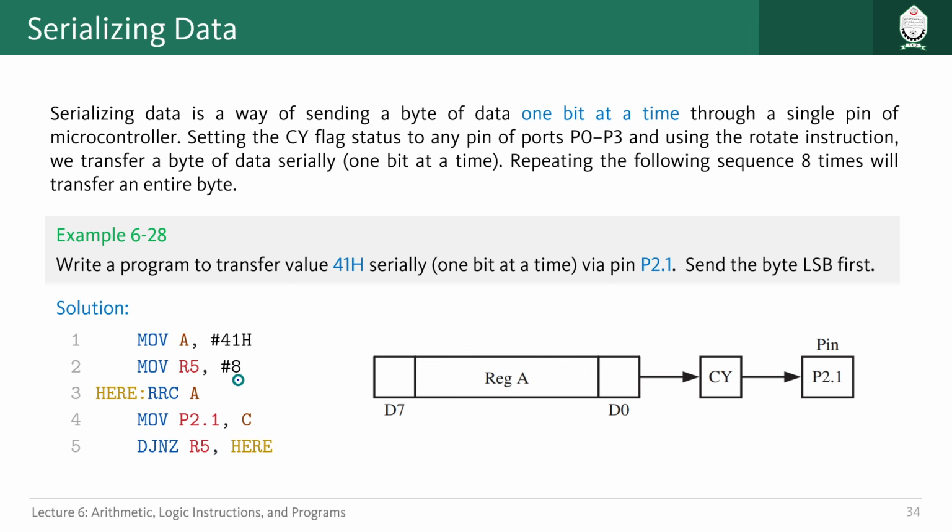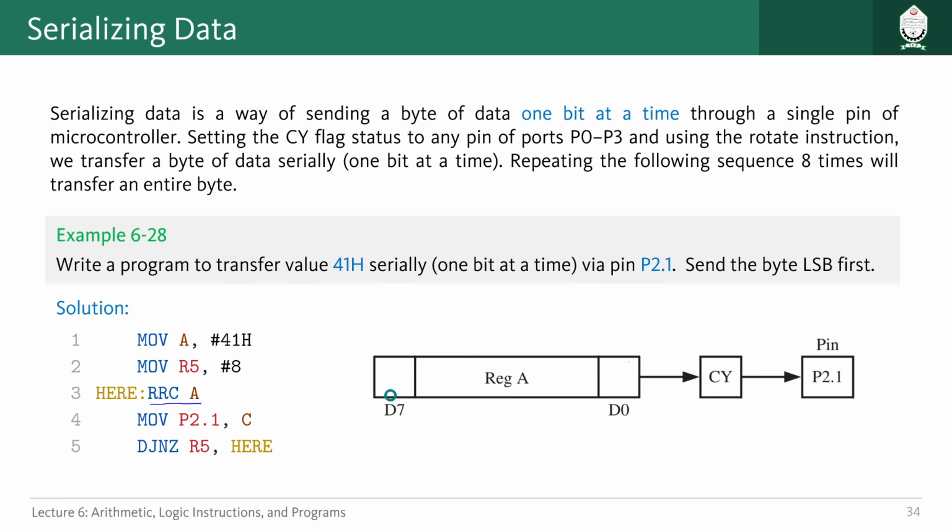Then we are loading 8 onto R5 because in register A we have 8 bits, right? So we have to rotate 8 times, as you will see. So if I execute this line once, what will happen? Every bit from register A will rotate to the right by 1 bit, including the carry. So the least significant bit will come to the carry, and all the bits will shift to the right, and whatever value we had at the carry will go to the most significant bit.